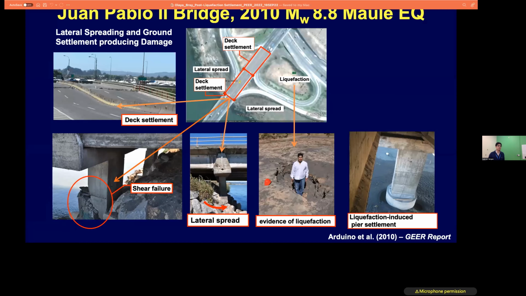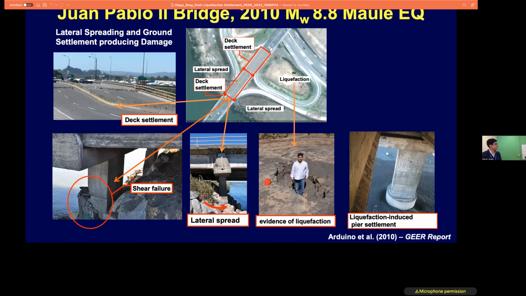Regarding liquefaction-induced movements, after the 2010 Maule earthquake in Chile, several bridges were damaged. For example, the Juan Pablo II bridge suffered severe damage after soil liquefaction happened in the embankment in the northeast approach of the bridge. So the embankment liquefied, there was ground settlement, there was lateral spreading that later damaged the structure. And along the bridge, some piers suffered liquefaction-induced settlement.